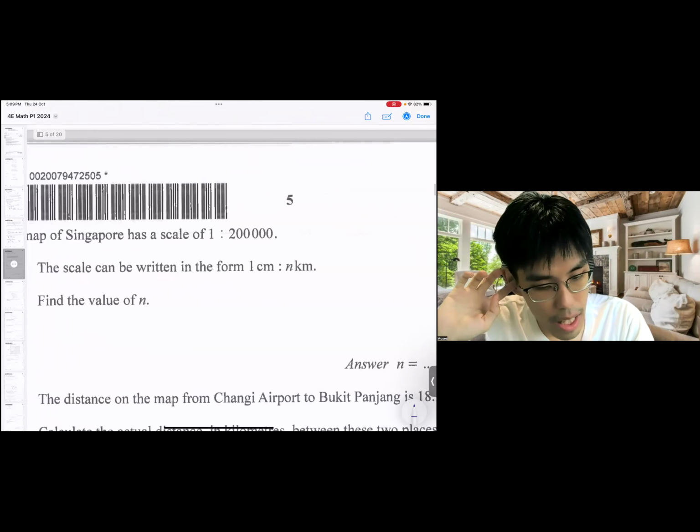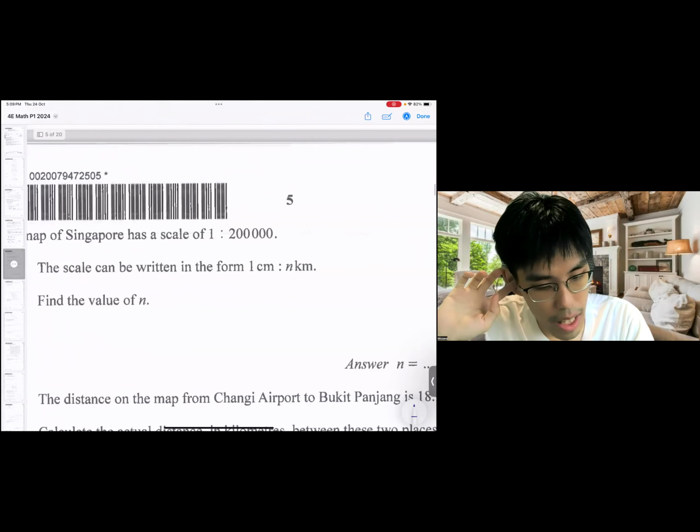So Bukit Panjang to Changi Airport is 18.9. So 18.9 times 2, 37.8. Are the units given? Oh, the units are given. Okay, fine.